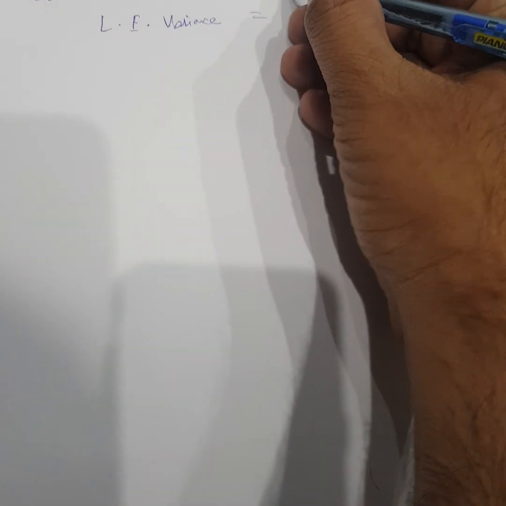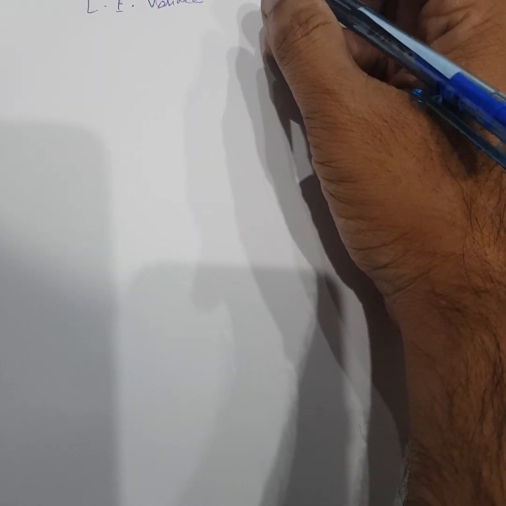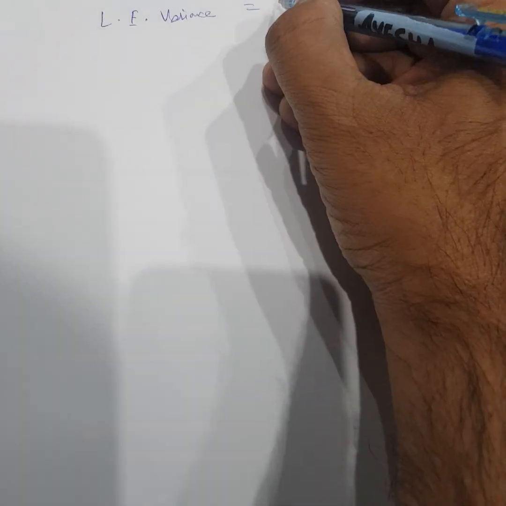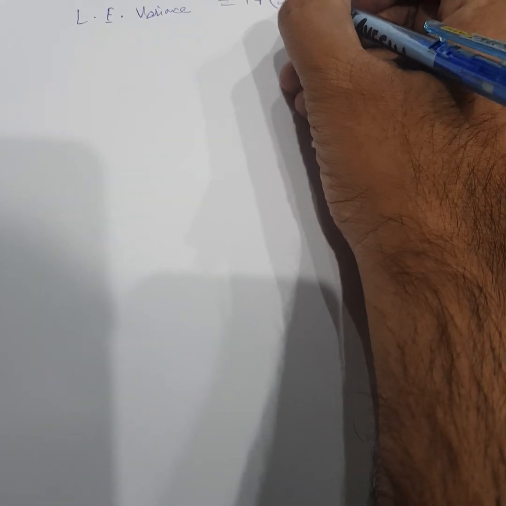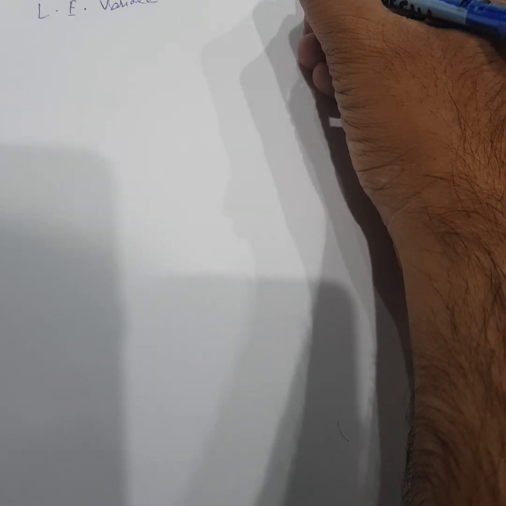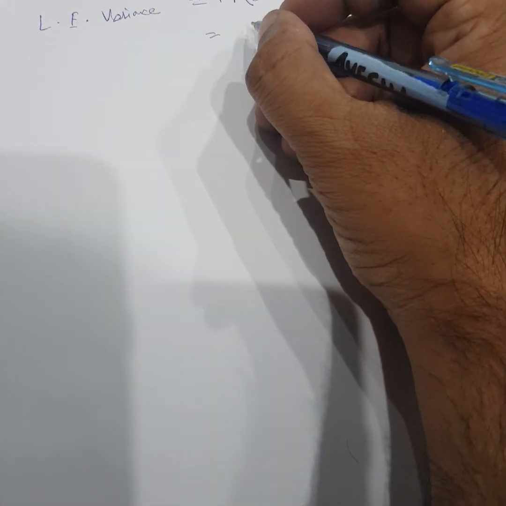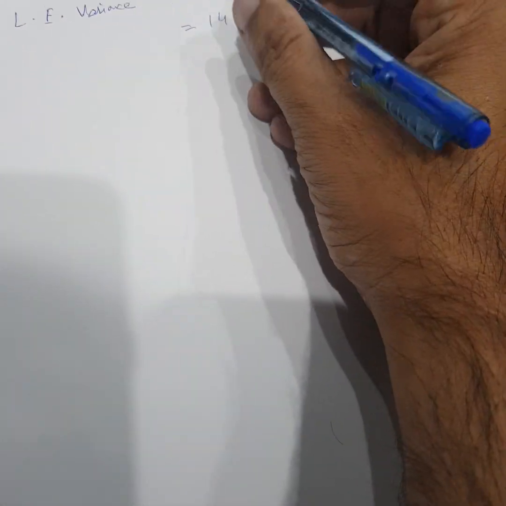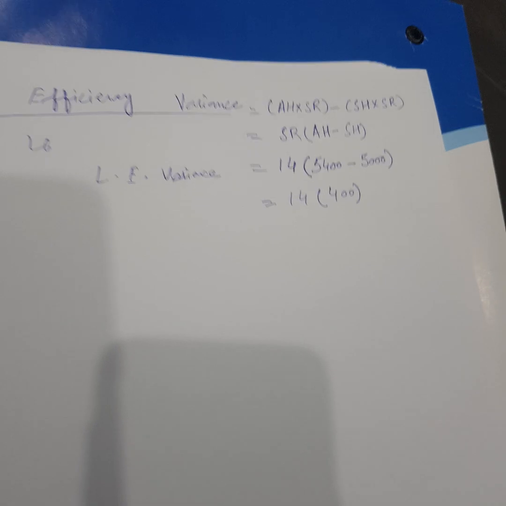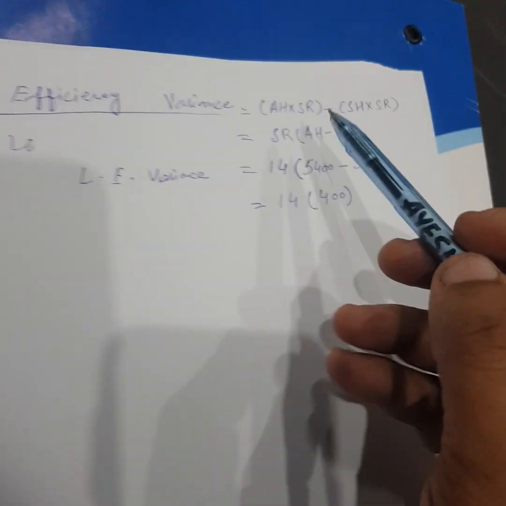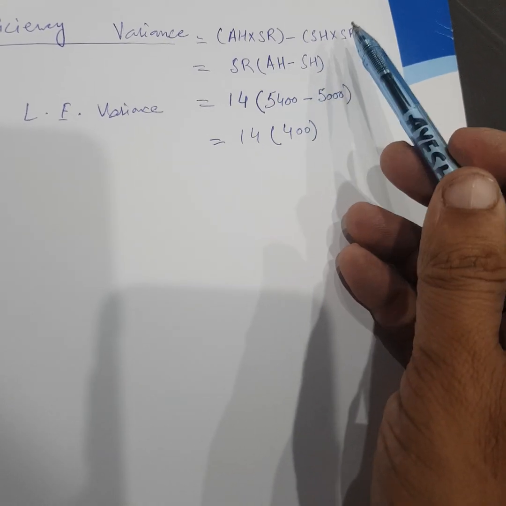If we see, our standard rate is 14 rupees and actual hours are 5400 to produce a product, and 5000 hours we set as standard, so it means in actual 400 more hours are utilized to produce a product. I am repeating, labor efficiency variance can be calculated by multiplying actual hours with the standard rate. We will take their difference with standard hours multiplied by standard rate.